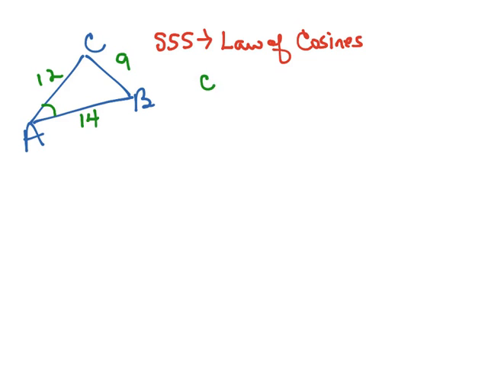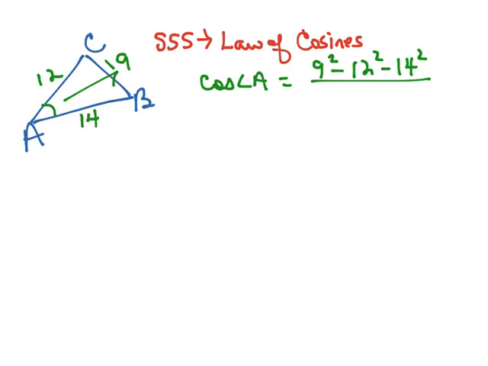So I'm going to write that the cosine of angle A is equal to, start with the side across from angle A, 9 squared minus the other 2 sides squared, and it doesn't really matter in which order that you write the 12 and the 14. And then we're going to divide by negative 2 times 12 times 14. Now to enter this on your calculator, it's very important that your whole numerator is in parentheses and your whole denominator is in parentheses. And to find angle A, we're going to use the inverse cosine function.